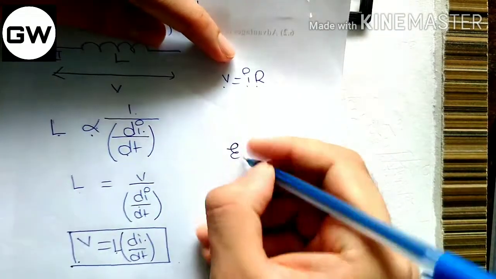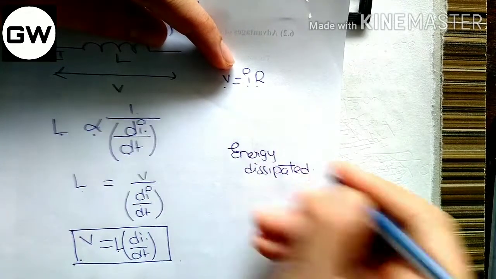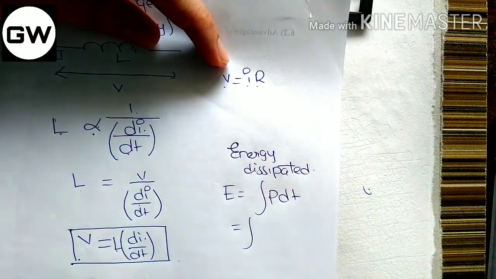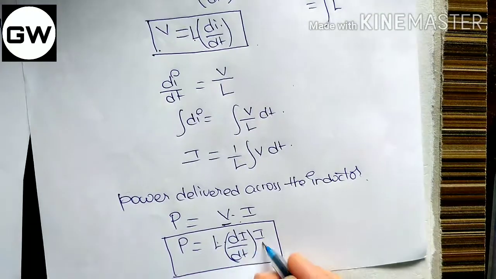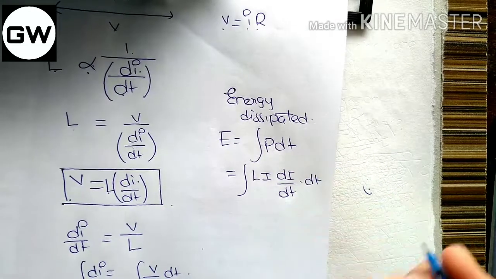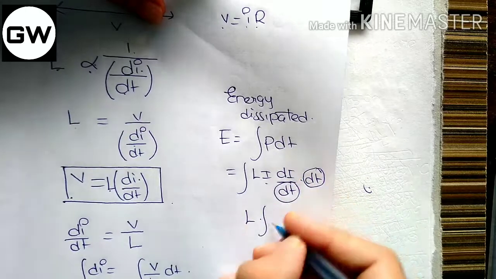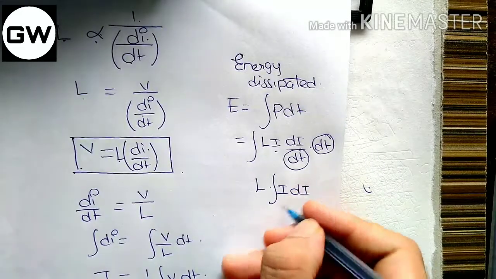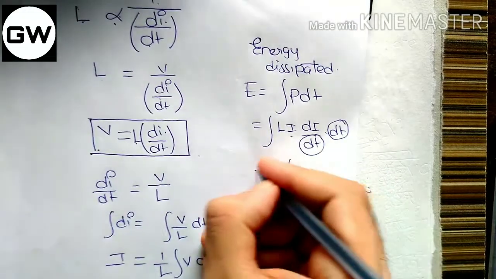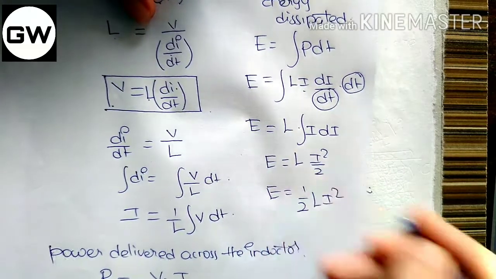Now the energy stored by the inductor is E is equal to integral P dt. What is P? L into I into di by dt. So L into I into di upon dt into dt. This dt gets cancelled. What's remaining? L integral I di. The integral of I di equals I square by 2, so the energy is equal to half L I square.